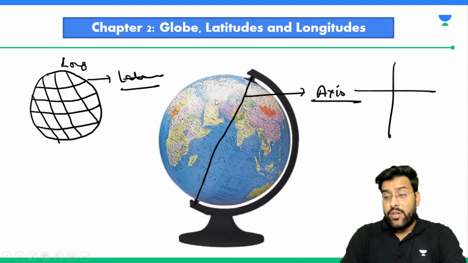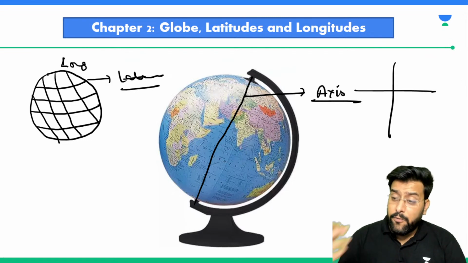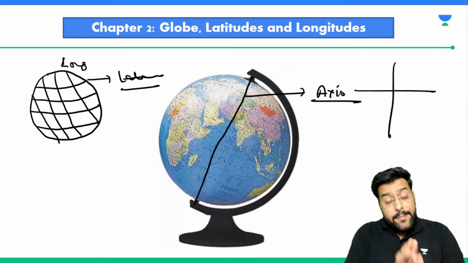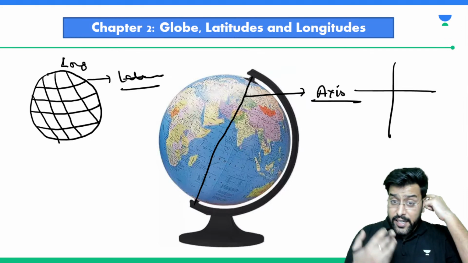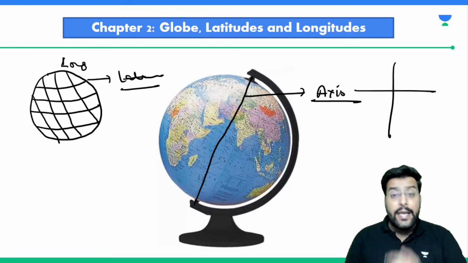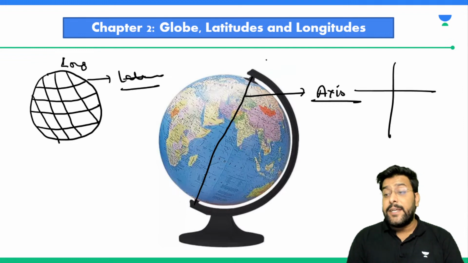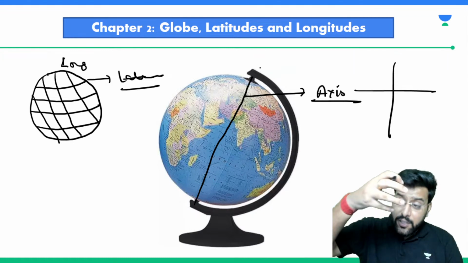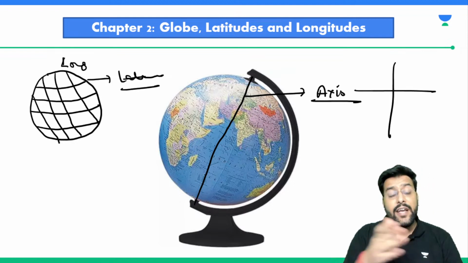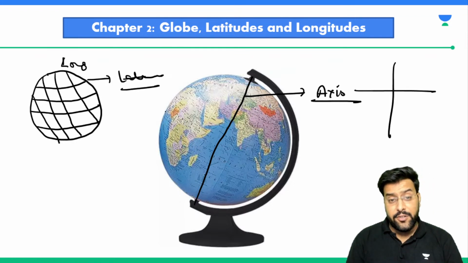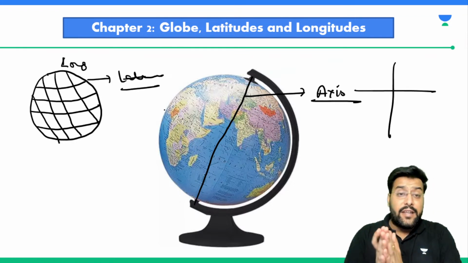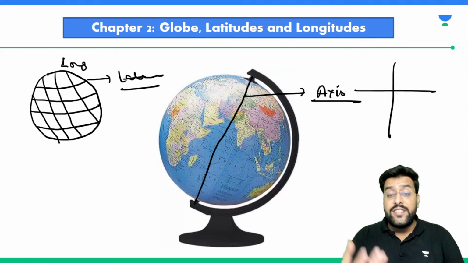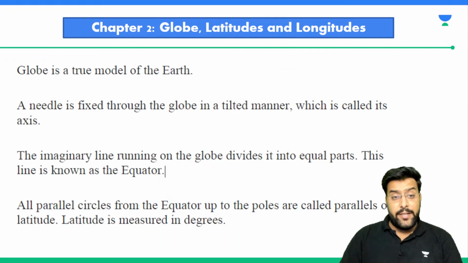Are we getting things or not? I hope you're following why this chapter is named globe, latitudes and longitudes. Sir, here the chapter is going to talk about the model, the miniature representation of our earth. When it comes to a miniature of the earth, we see something known as a globe. The globe has two sets of lines on it, one is longitudes, one is latitudes. So in this entire chapter, we'll be discussing these latitudes and longitudes only.